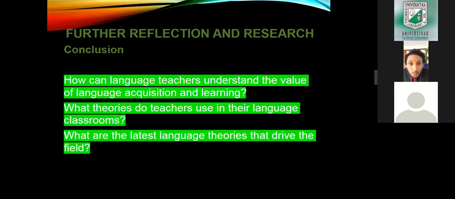Number two, what theories? You know some names that I mentioned: communicative, the humanistic approach, that is not a method, all of those. And what are the latest language theories that drive the field? Last session, I explained something with an example of a quiz of e-learning, blended learning. Well, basically the answer for the last one is about this, blended learning, what we're doing. Some part virtual, some part face-to-face.